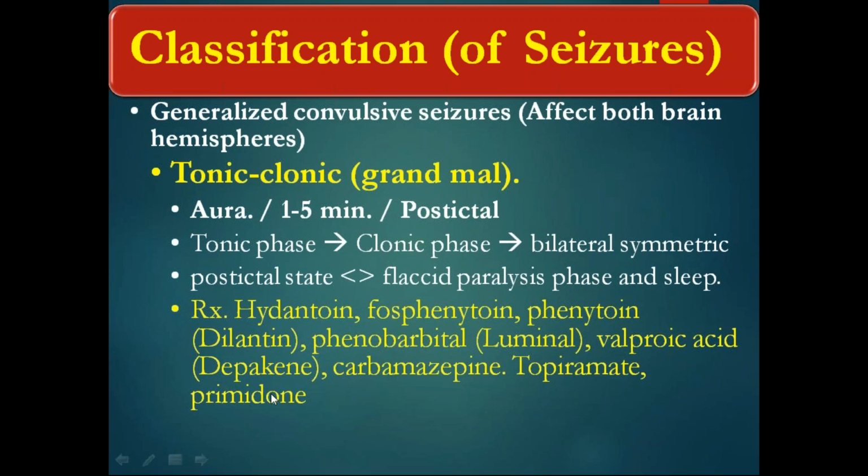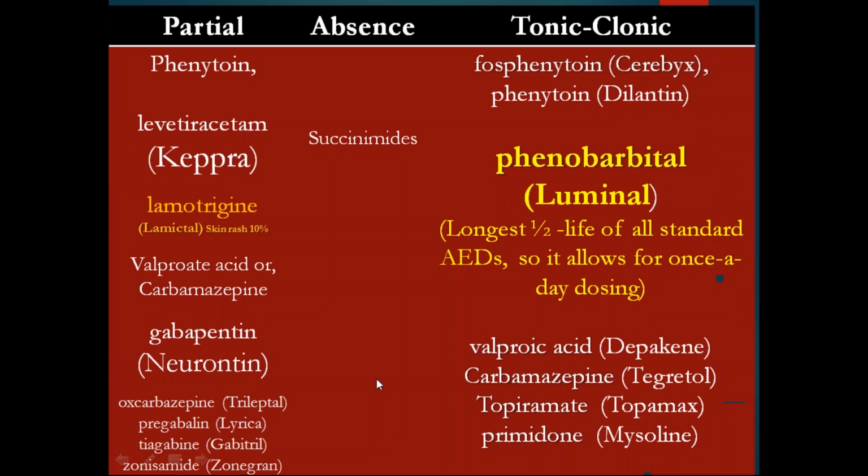Carbamazepine, topiramate, and primidone. These three can be used in addition to the previous ones, but they can have other uses too. For example, cranial nerve number 5, trigeminal neuralgia, very bad, or migraines, these medications are going to be used. All right, so we are going to have a clear idea of which medications we are going to use in the next slides.